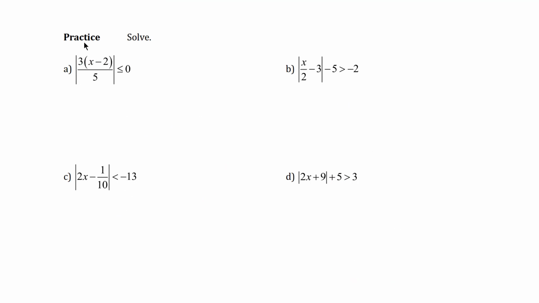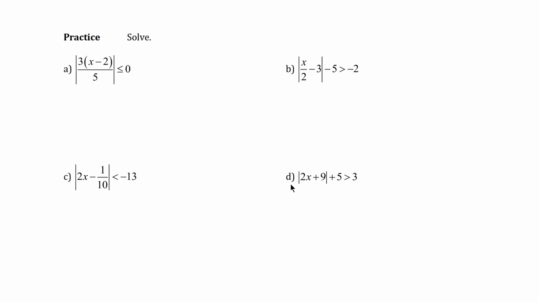Next, we have a set of practice problems for you to solve. For part A, we have the absolute value of the fraction 3 times the parentheses x minus 2, close parentheses, divided by 5, less than or equal to 0. For part B, we have the absolute value of the fraction x divided by 2, minus 3. Outside of the absolute value, we have minus 5 greater than negative 2.